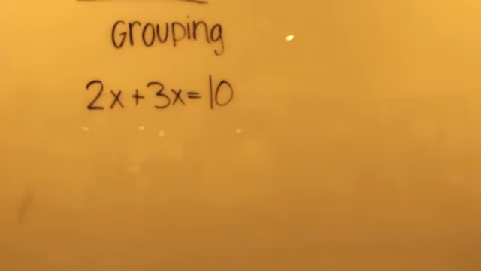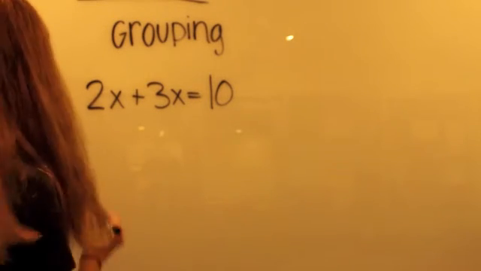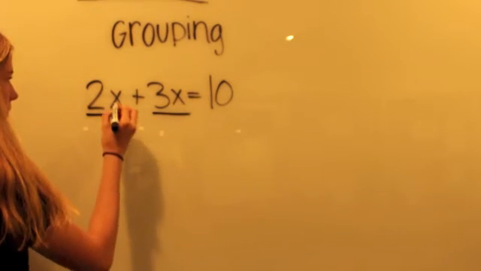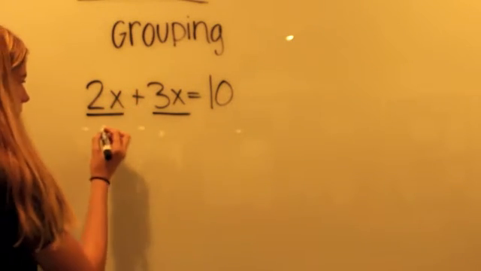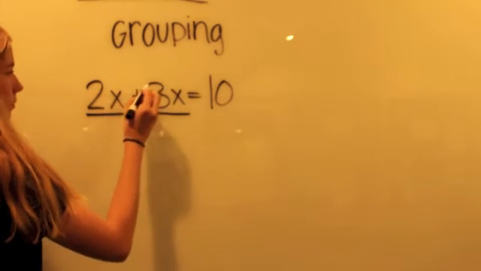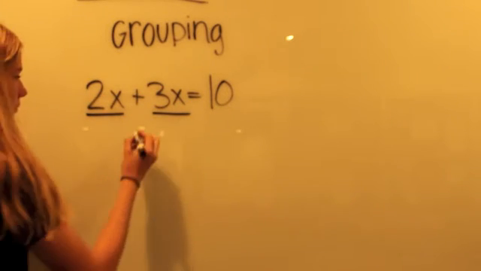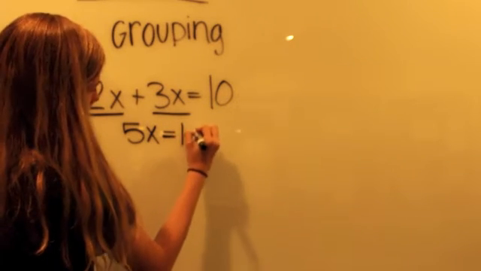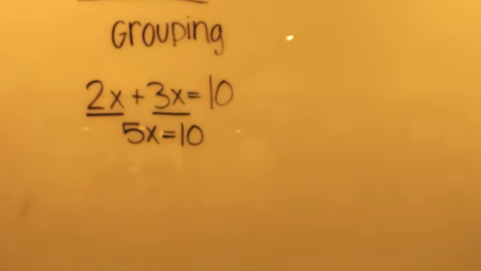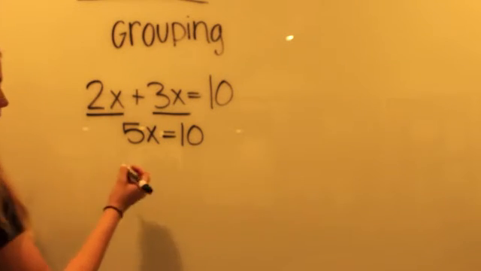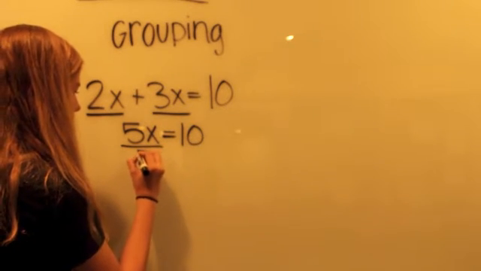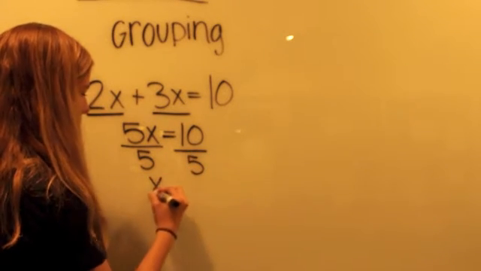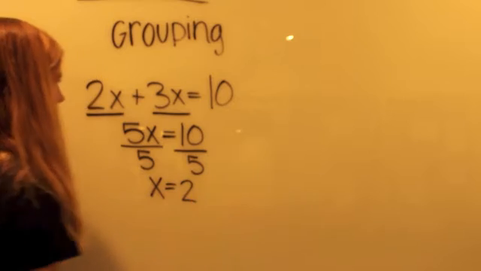Now we're going to look at something called grouping. Grouping is when you combine two terms that are alike. So because the 2 and the 3 are both being multiplied by x, they are considered like terms. We are now going to combine like terms, giving us 5x equals 10. And we're not going to do anything on the other side of the equation. But now we are going to divide by 5 from both sides of the equation, giving us x equals 2.